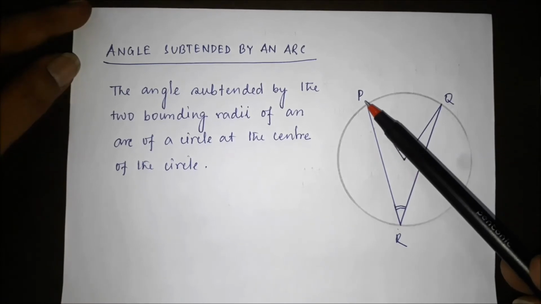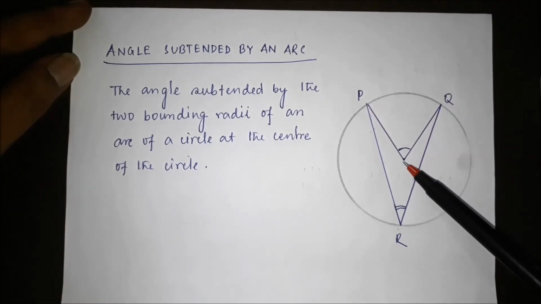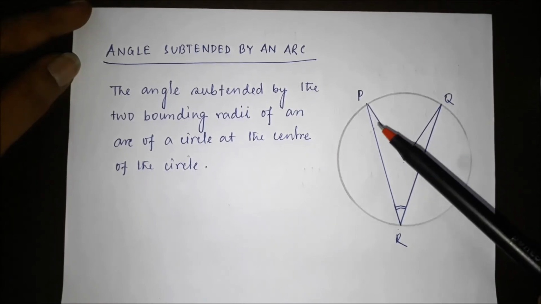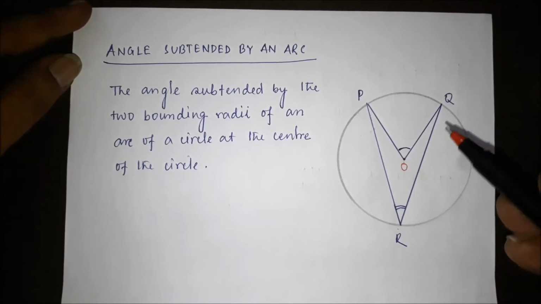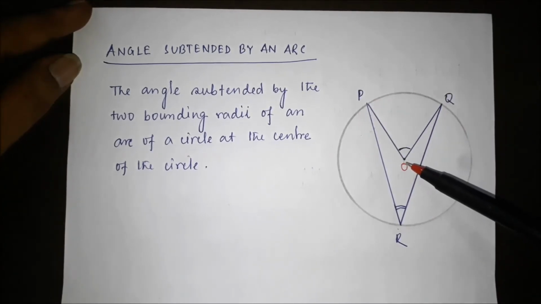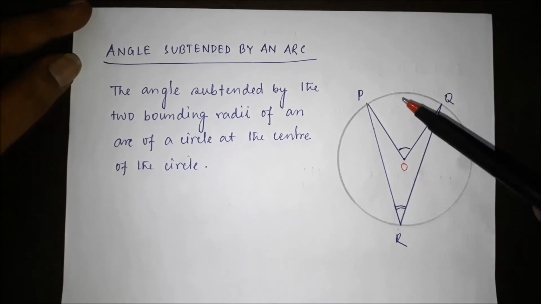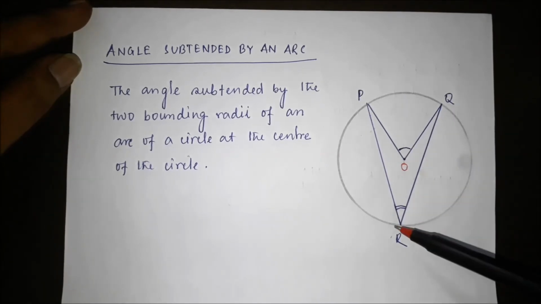Now you can join the extreme points of the arc PQ with the center. This is the center of the circle. So there is an angle formed, say POQ. This is the angle subtended by the arc at the center. If the angle is made at the center, then we can say that the angle is made by the arc at the center or on the circle.